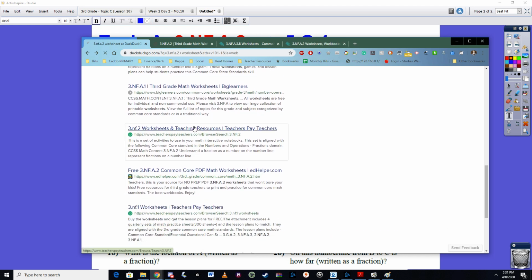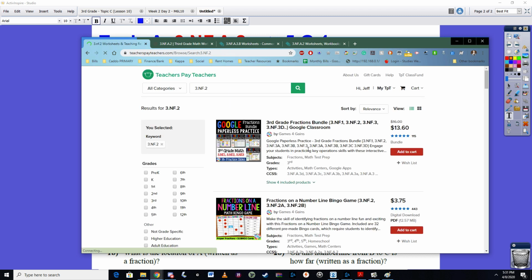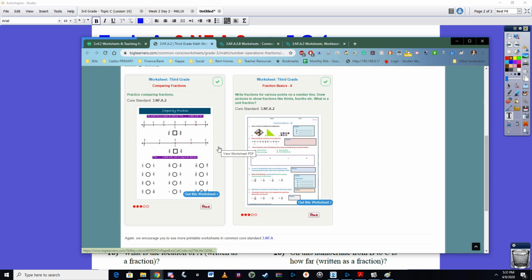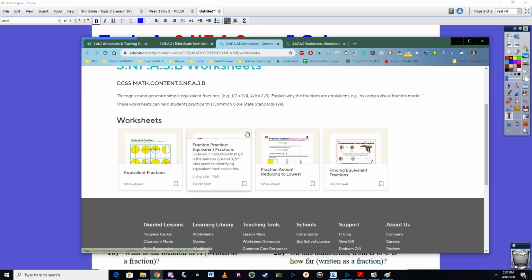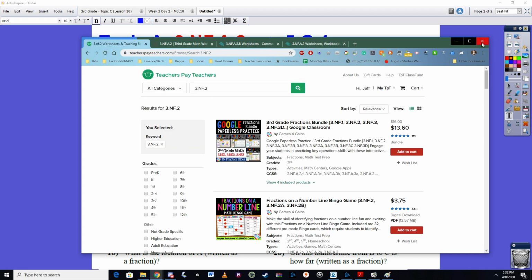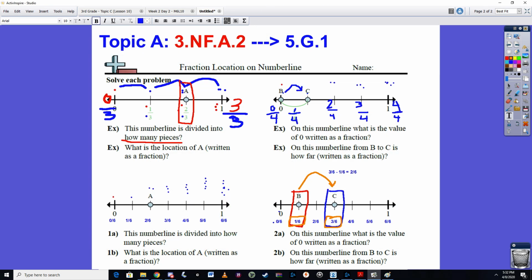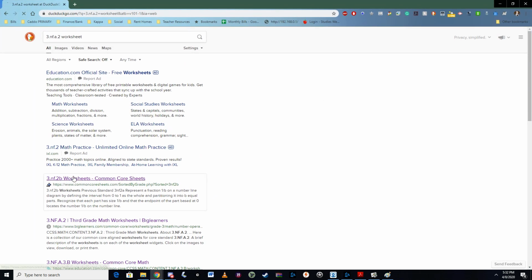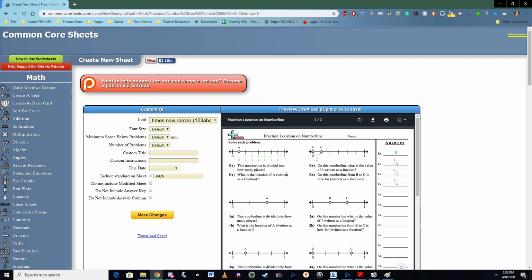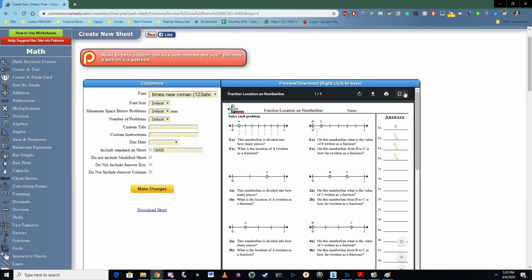Like, is this Teachers Pay Teachers one for free? Nope. What about this one? It's not really what you're looking for. No. So the best site is still commoncoresheets.com. Just create new sheet. There it is. You can print it out, or you can just download it.